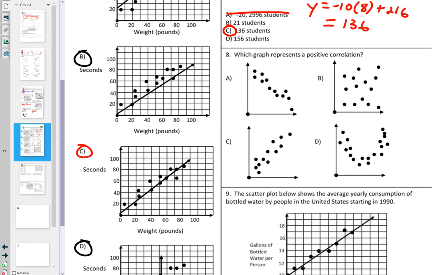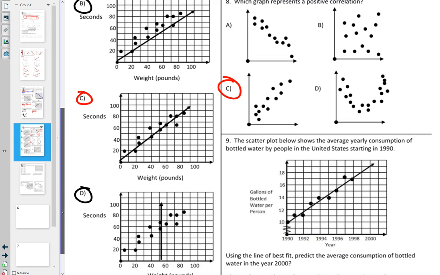Which graph represents a positive correlation? That should be easy and obvious by now. If you see, that's the only positive one.